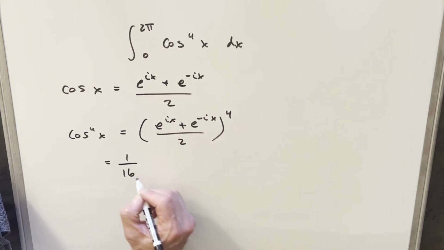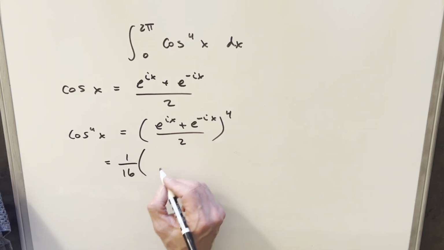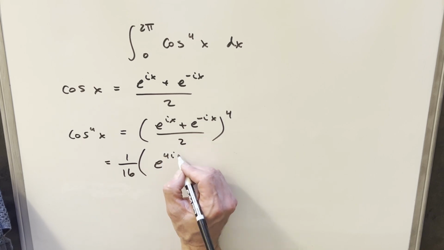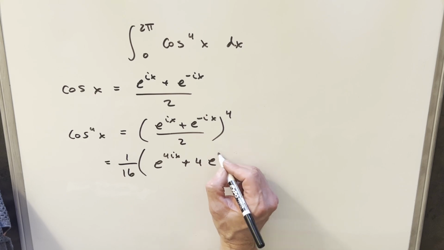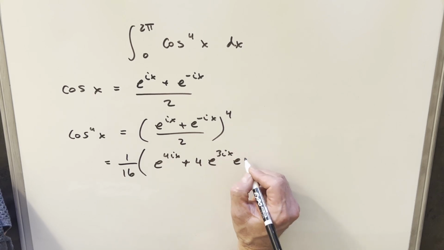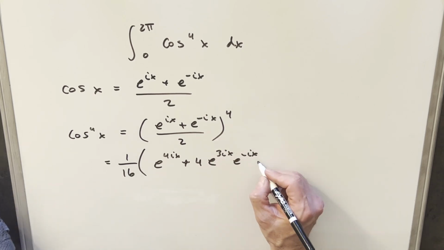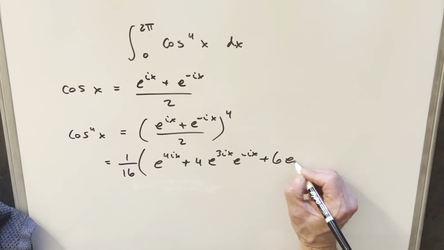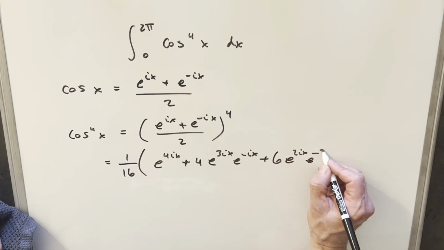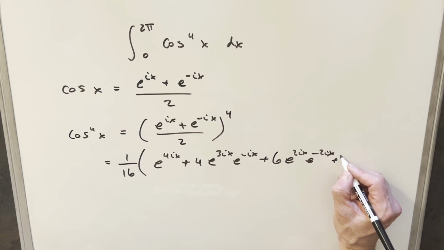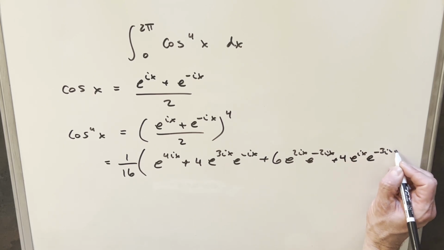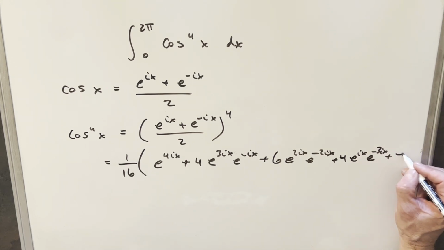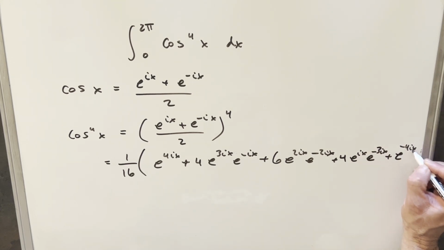That gives us 1 over 16. Then for the first term, we have just e to the 4ix. For the second one, the coefficient is going to be 4, and we end up with e to the 3ix times e to the minus ix. Then we're going to have a 6, e to the 2ix times e to the minus 2ix. Then another 4 here, and this becomes e to the minus 3ix. And this last term is just e to the minus 4ix.